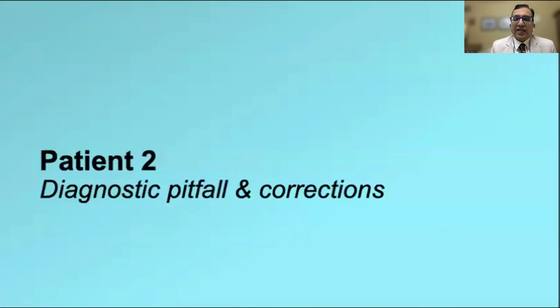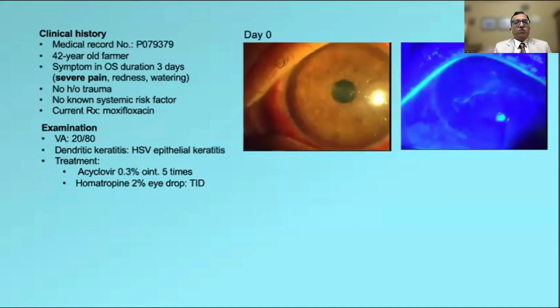So now let us go to the second patient, and this is a very interesting patient. In treating microbial keratitis, we often make inadvertent mistakes. And these mistakes are not intentional, but the learning from these prevents us from repeating the same mistakes again. So this was a 42-year-old farmer who did not give us a history of any trauma. There was no known risk factors, and he came with symptoms of 3-day duration in his left eye of pain, redness, and watering.